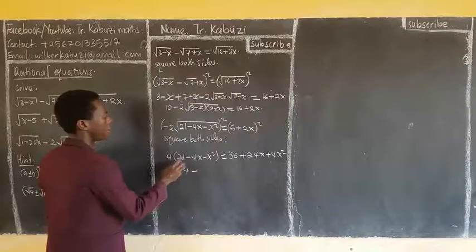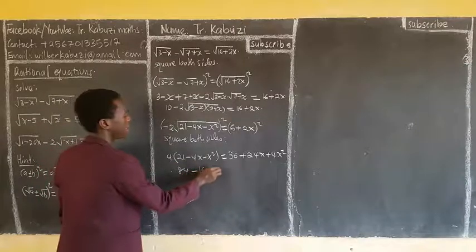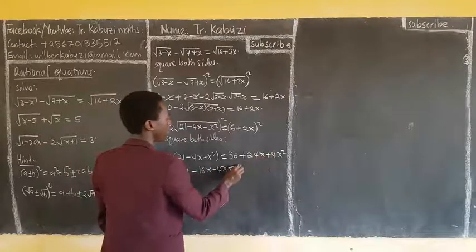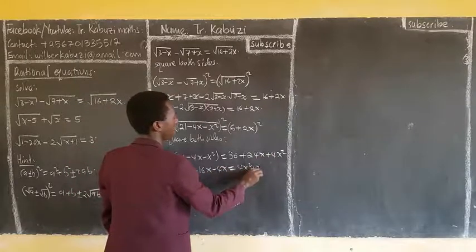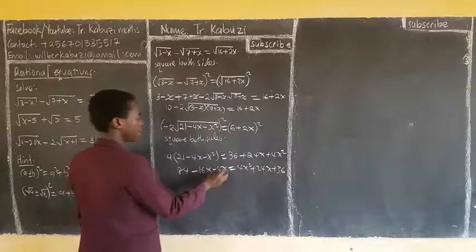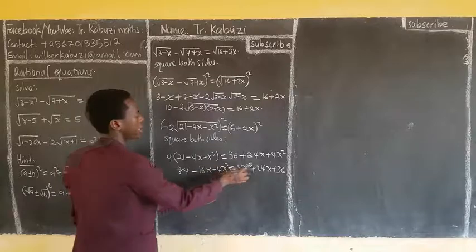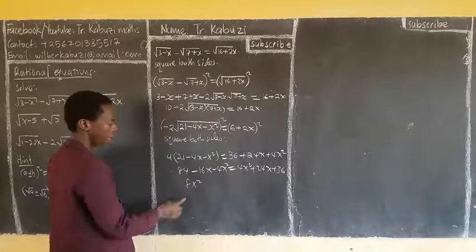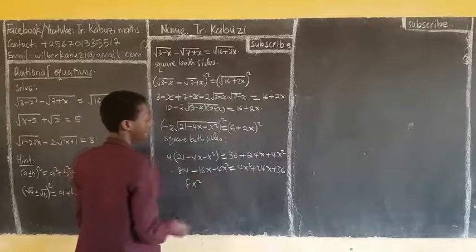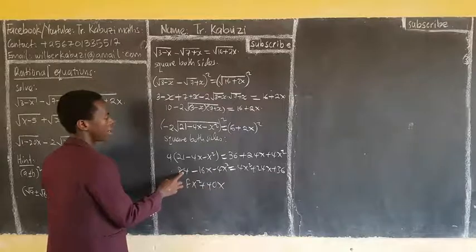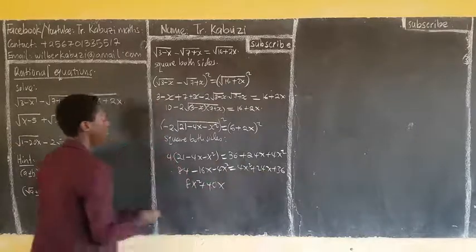84, then minus 16x, then minus 4x equaling 2. This side we have 4x squared, plus 24x, then plus 36. When I take it, this is squared. When I take this other side, we have now 8x squared. When I take this side, we have now plus 40x.